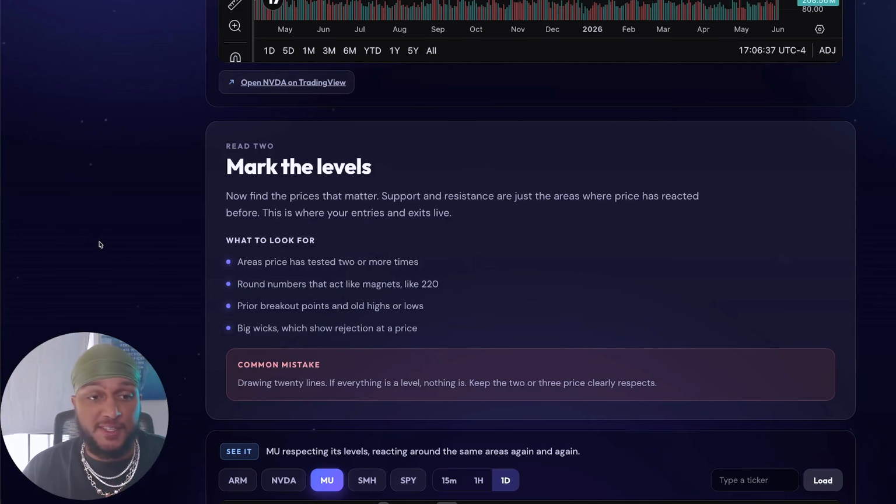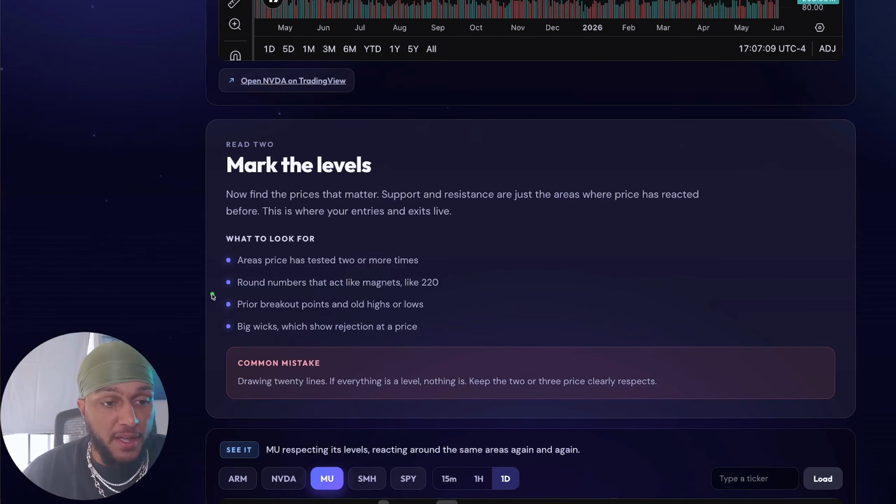Round numbers. We always talk about this on Discord. Magnet levels like 220 on ARM, $300 on Apple, $400 on Nvidia, etc. So looking for big round numbers, or even looking further back in the Nasdaq at big levels like 30,000 on ES, 8,000, etc. Big whole round numbers act like magnets naturally. Usually on the options chain, that strike is more flooded with open interest and volume, as opposed to a random 415 or 417.5. So big round numbers typically act like magnets.